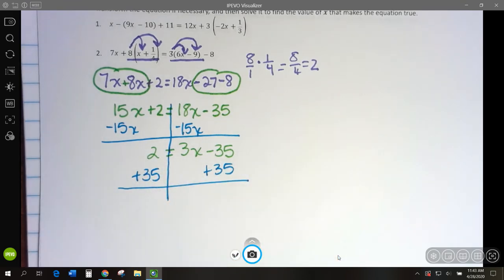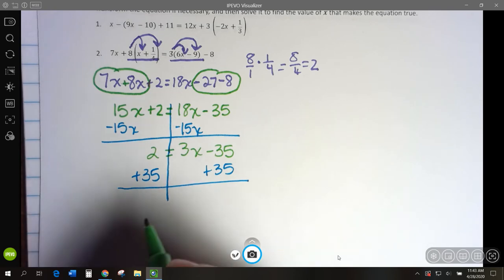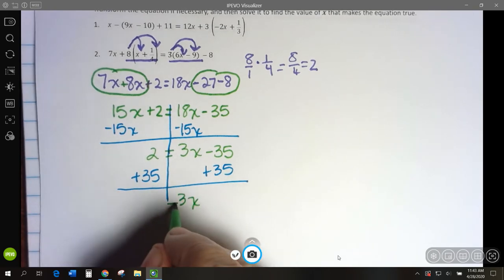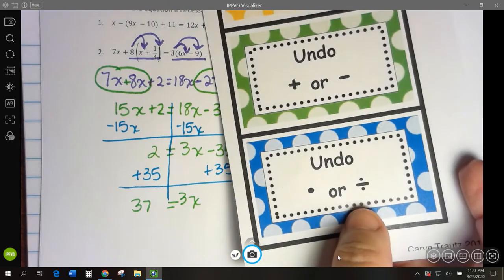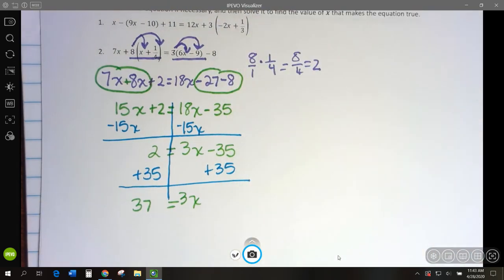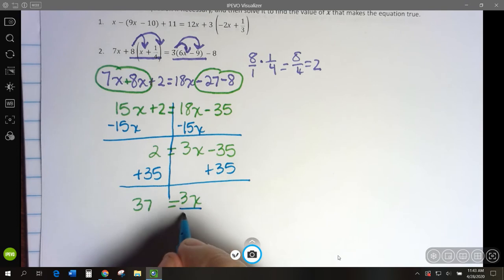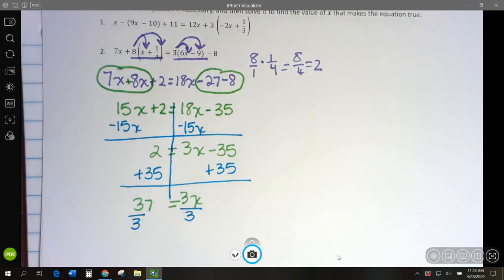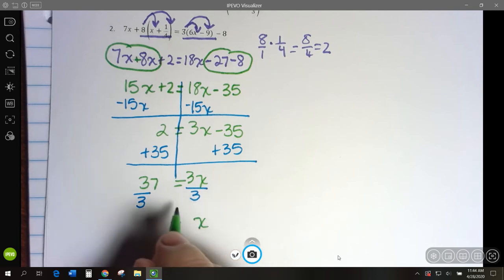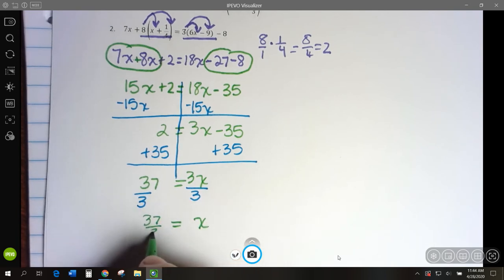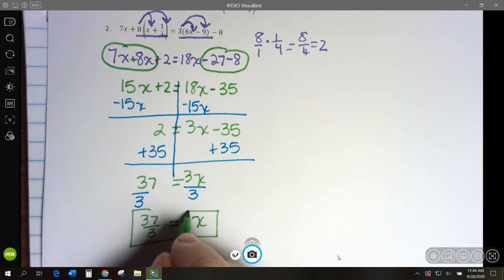And we are going to get 3x equals 37. Now we need to undo our multiplication or division. This is multiplication. To get rid of multiplying, we're going to divide by 3. 3 divided by 3 is 1. So we have 1x. We're going to make that 1 invisible. So it's going to be x with the invisible 1 equals 37 over 3. And there's your answer.